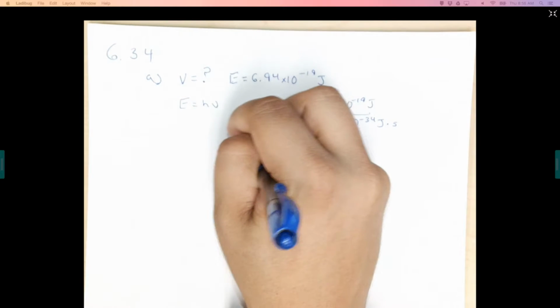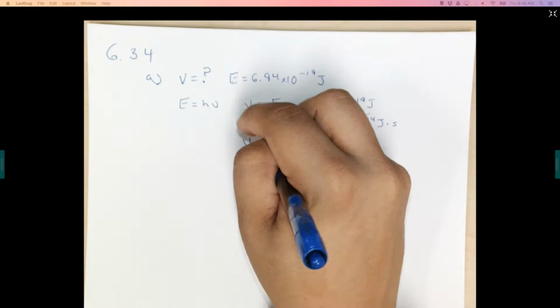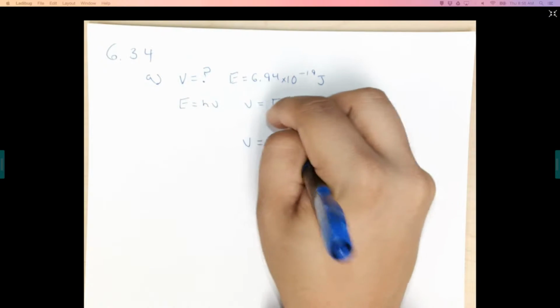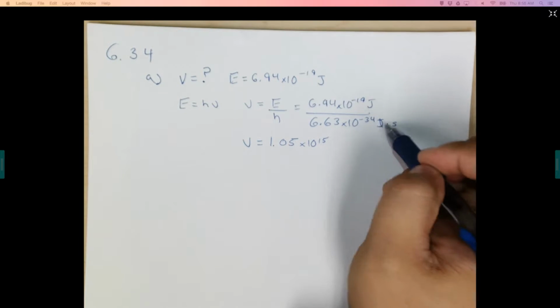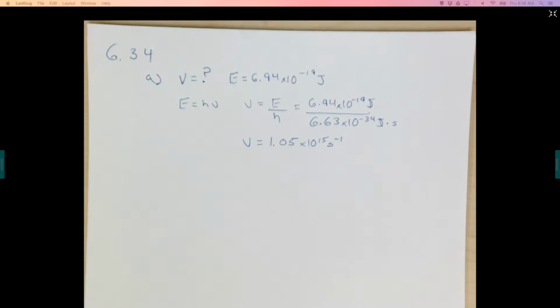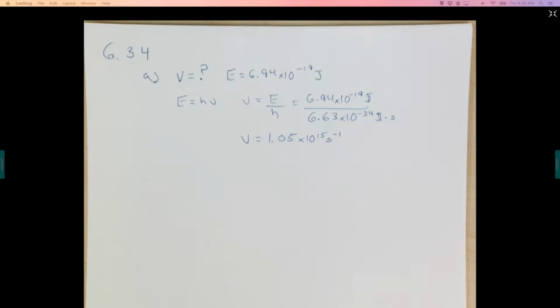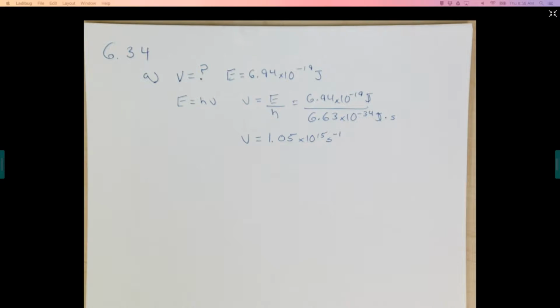We end up with a frequency of 1.05 times 10 to the 15, and our units of interest are seconds to the negative 1. Remember, frequency is always in seconds to the negative 1 or hertz. So this is the minimum frequency necessary.